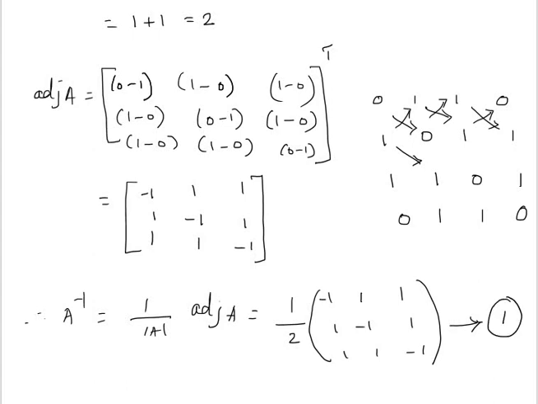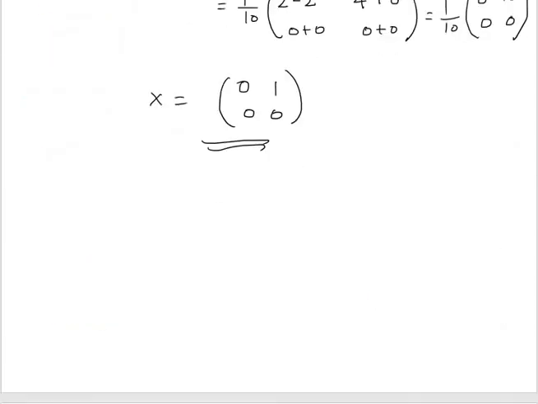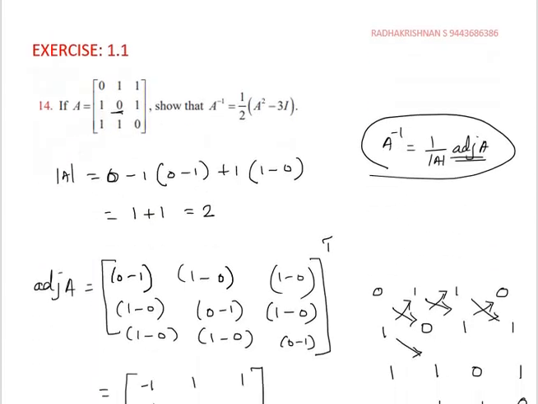Now, we have to go forward with the right hand side. Right hand side, what we have? 1 by 2 into A square minus 3I we have. Therefore, I should find first A square minus 3I. Then I have to divide it by 2. Right? Okay. Now, we'll go forward. Finding A square. What is A square? Now, I am going to find it for RHS.